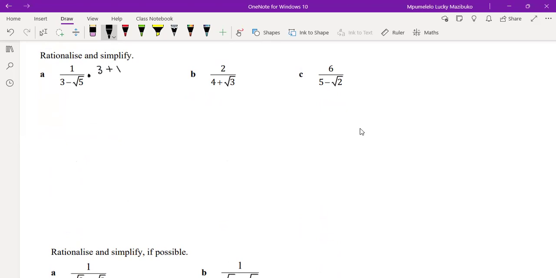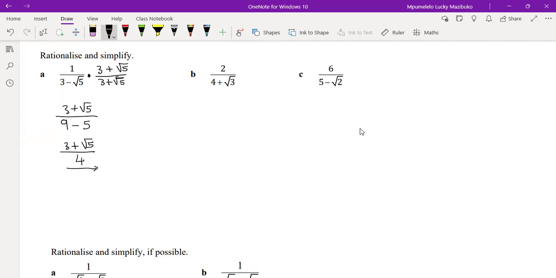So it will be 3 plus square root 5 over 3 plus square root 5, sorry, because it needs to be 1. So multiplying by 1, all I will get is 1 times 3 plus square root 5. It will just be 3 plus square root 5. But then the denominator is actually a difference of 2 squares that comes from 9 minus 5, which will then give you 3 plus square root 5, all divided by 4.